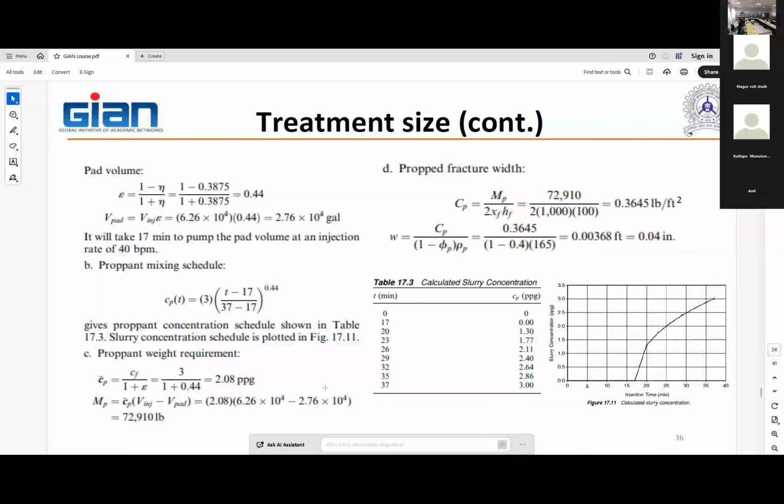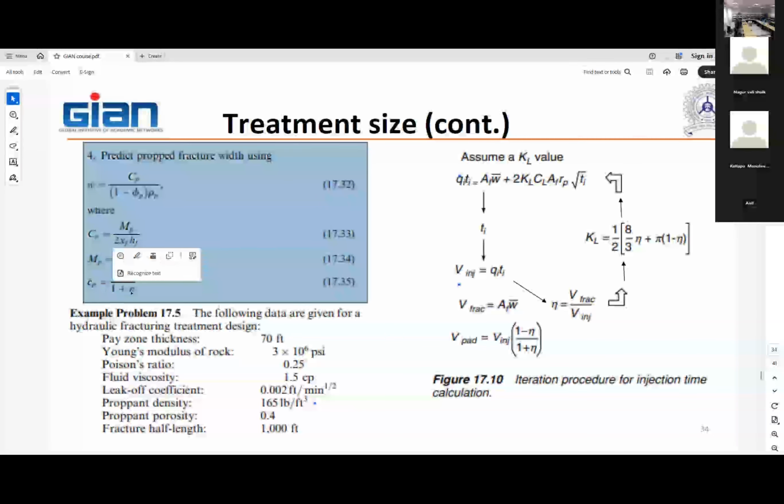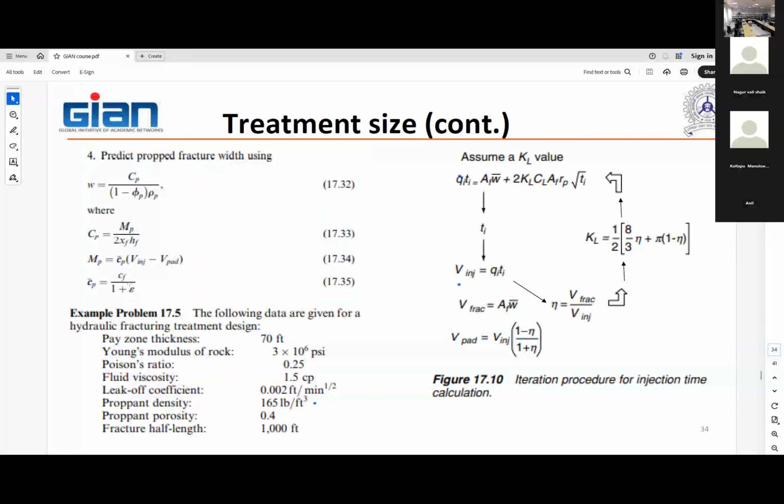So the next question we have: how much total volume of propant we need to pump? For that we need to calculate what? Let me show you. So we begin from this formula. What is Cp? It is the average concentration, the average concentration of propant in the fluid. So if the maximum is 3, then 3 divided by 1 plus epsilon, which is 0.44, you will get some number. That will be the average propant concentration in the fluid.